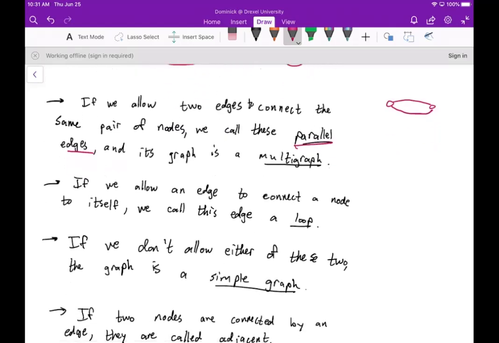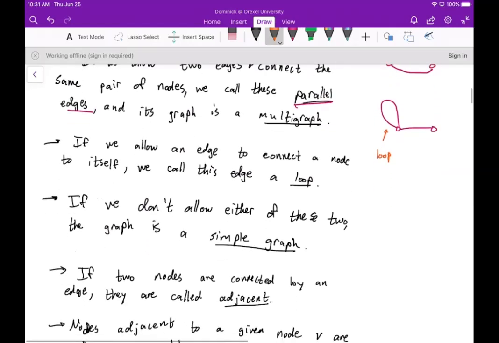Now, if you allow an edge to connect a node to itself, we call this edge a loop. So for example, if you had maybe something like this loop right here, well, this edge here would be called a loop, right? Because it's connecting the node to itself. Now, if we don't allow either of these two, we refer to the graph as a simple graph, right? So if there's no loops and there's no parallel edges, we refer to it as a simple graph.